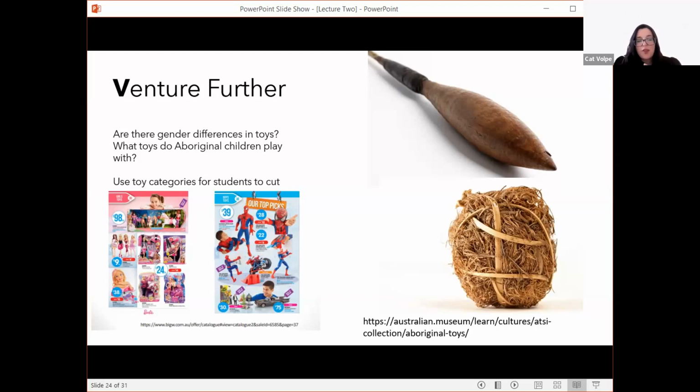Another question might be, what toys do Aboriginal children play with? And there are a lot of sources on this website posted on the slide here, so you can have a look at those. So these are types of questions where students work through these questions with another information source. So it might be the catalogs here or the Aboriginal toys, for example, where they're trying to take the question a step further and think of it in a different context. Okay, so not just thinking about what toys were like in the past compared to what toys we have today, but thinking about gender differences and maybe a different cultural context.